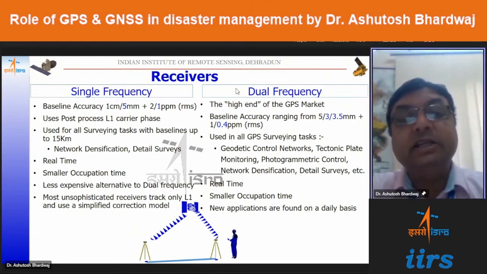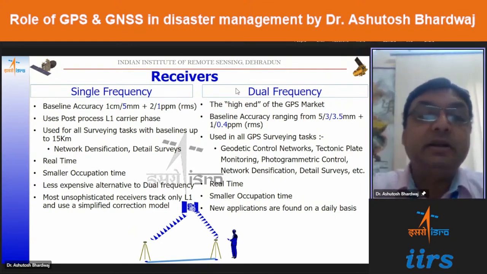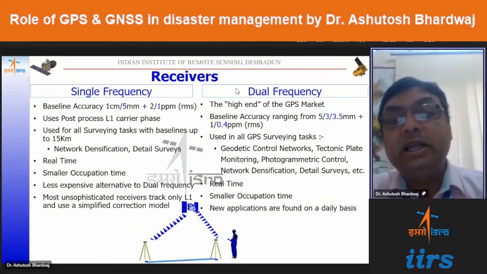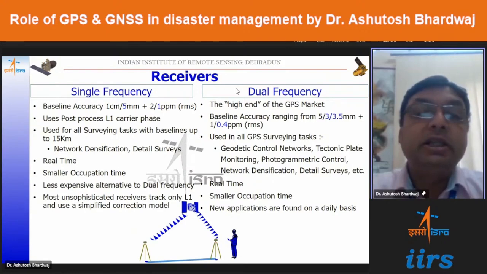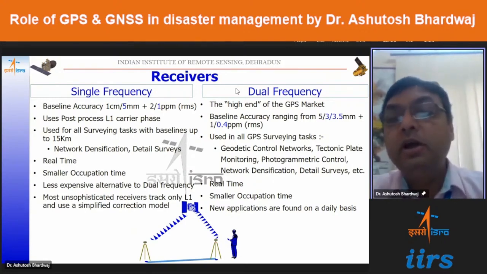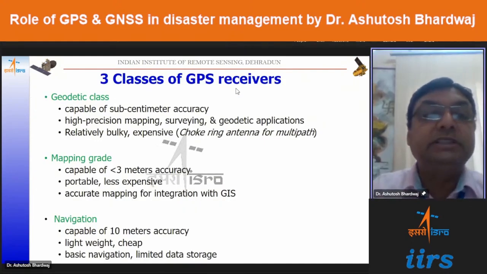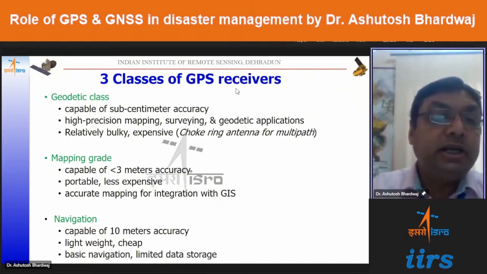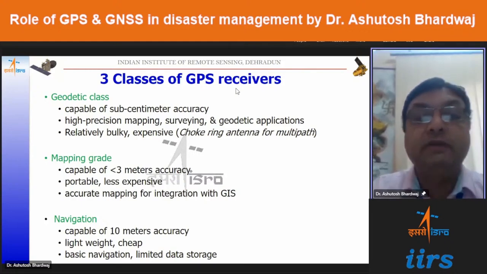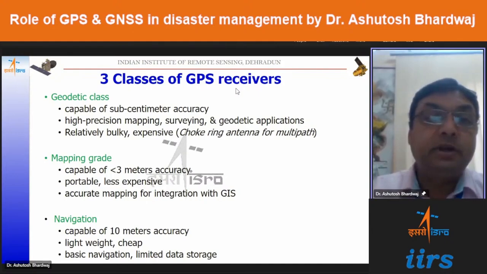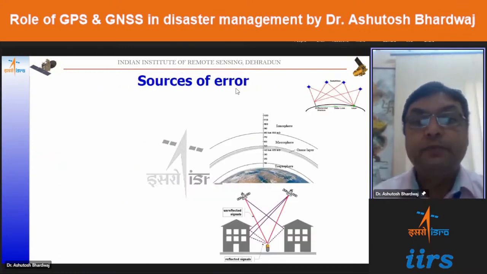So the basic difference is that in case of single frequency receivers, the baselines can be of the order of 15 km. If we are going for larger study areas with longer baselines, then we have to use dual frequency or multi-frequency receivers. Receivers can also be classified as geodetic class receivers, mapping grade receivers, or navigation receivers as per the accuracy requirements. So for the highest accuracy requirements, we need the geodetic class of receivers.